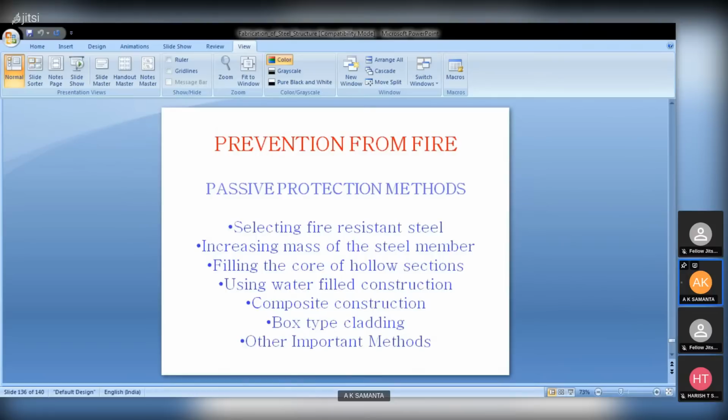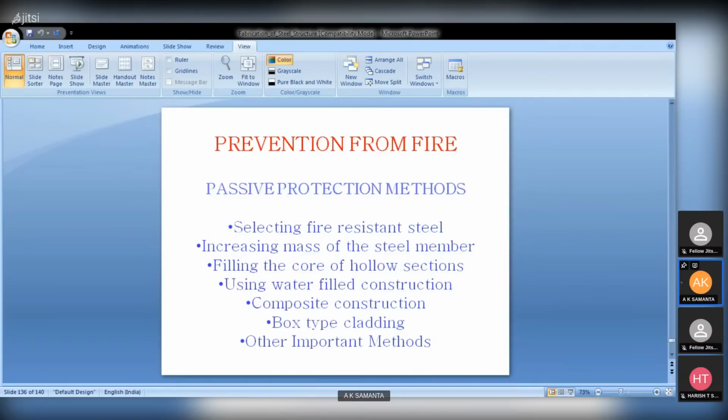So many clients will prefer that, instead of going for fire resistant steel, we go another way of fire resistance. Another way is filling the core of the hollow section. If we use hollow sections in our steel beams and columns, then we can fill the core with water. However, this concept is popular in European countries and has not come so far in India. This is water filled construction. In the column, you can give the water, so water can be filled or passed through continuously.